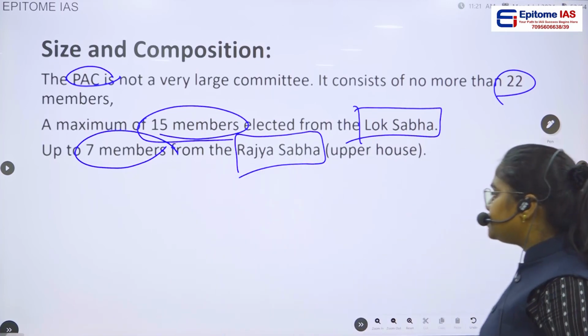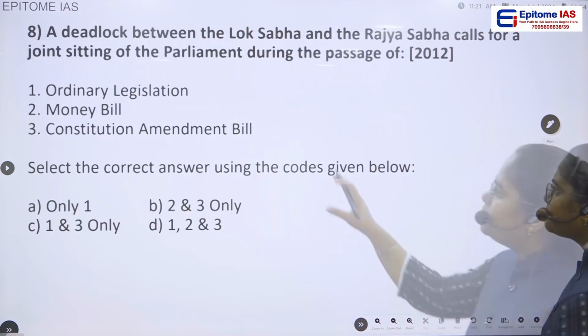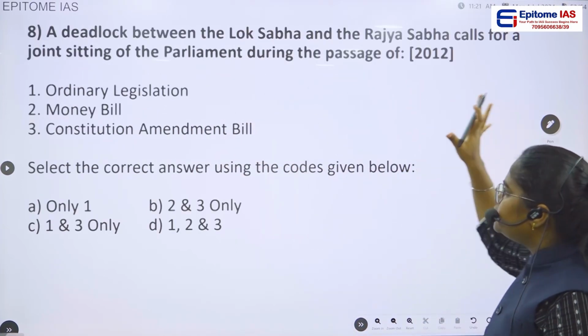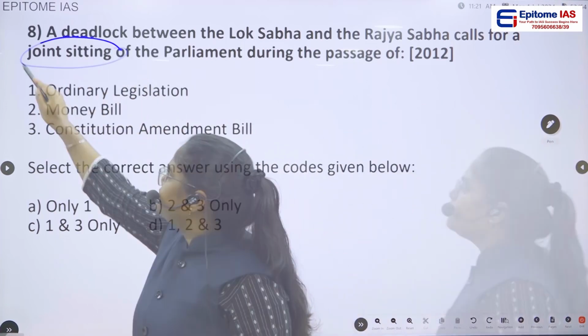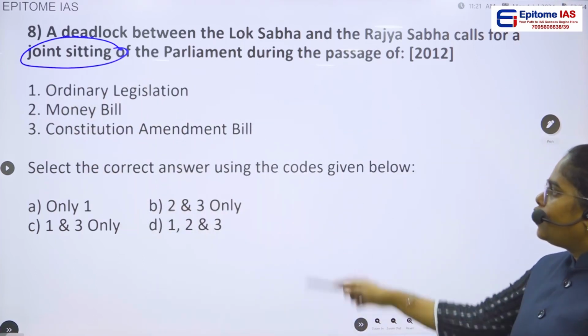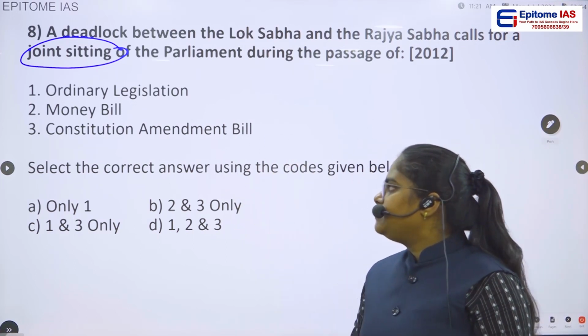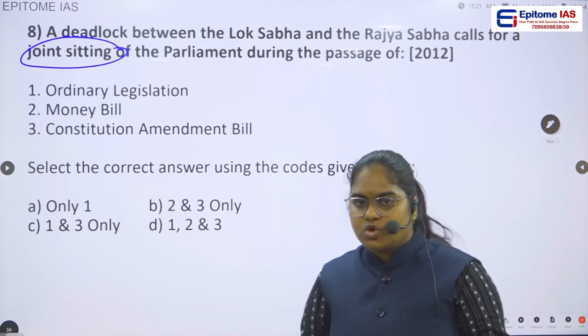As given in the first statement. So that is there. Then next question: a deadlock between the Lok Sabha and the Rajya Sabha calls for a joint sitting of a parliament during the passage of ordinary legislation, money bill, constitutional amendment bill. So they are talking about the joint sitting.